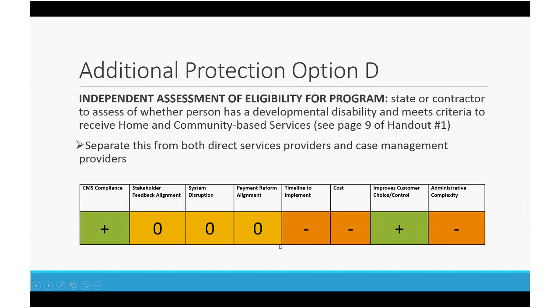So in this scenario, that assessment of eligibility and whether a person meets the criteria for home and community-based services would be done outside of those agencies and could be done either by state staff or a hired contractor. So that is additional protection option D, and we would be interested in hearing what you like or any concerns you have about that option.